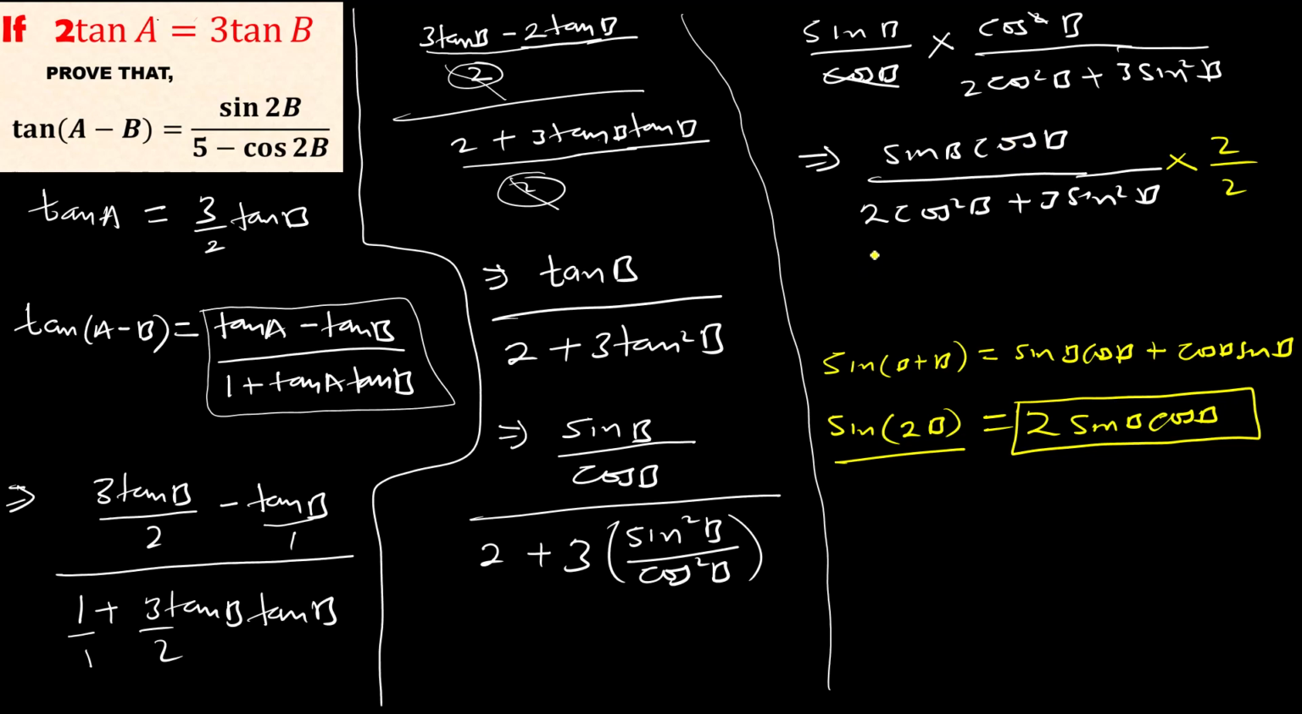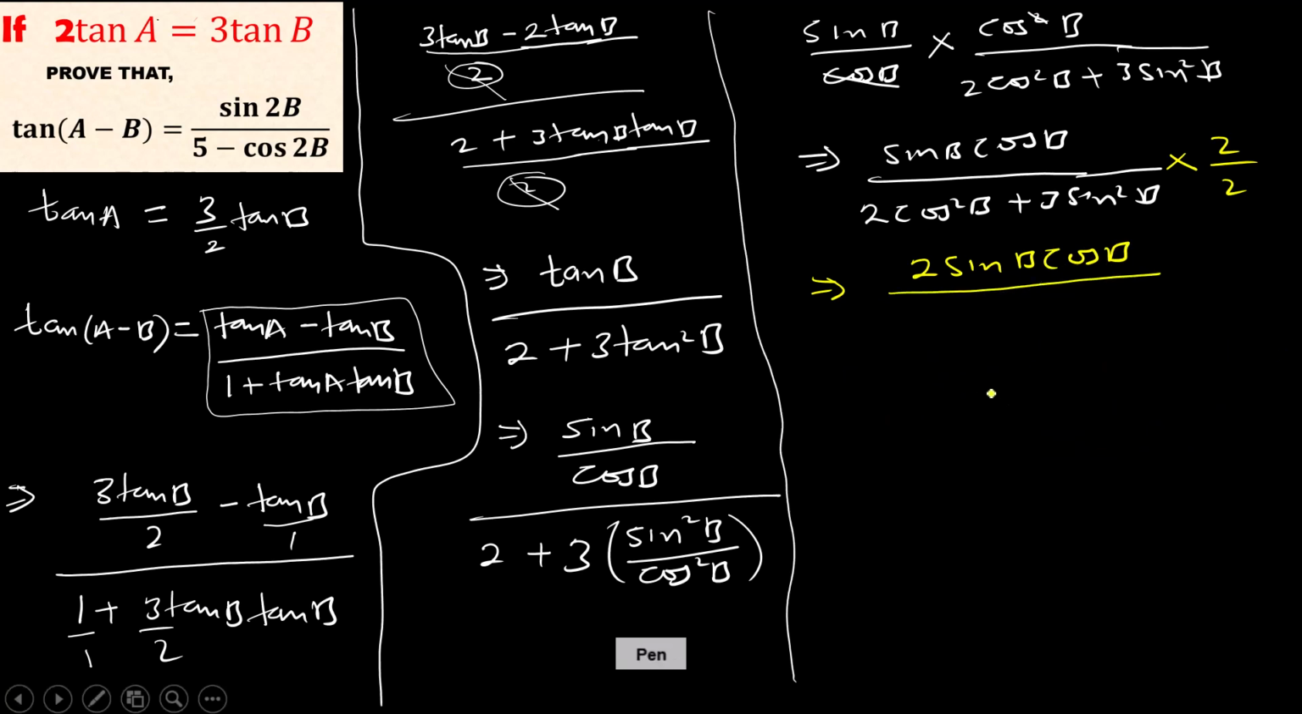All right. So the next step will be 2 sin B cos B on, so 2 times 2 is 4 cos squared B, 2 times 3 is 6 sin squared B. Okay, so the numerator is simply sin 2B. So let's look at the denominator.